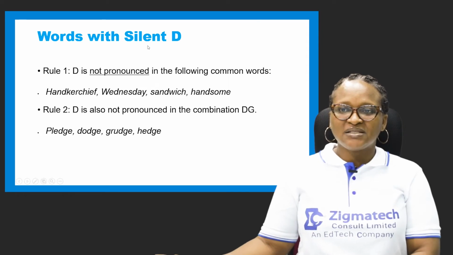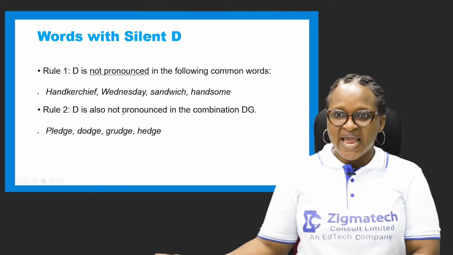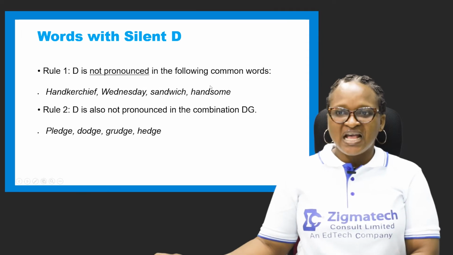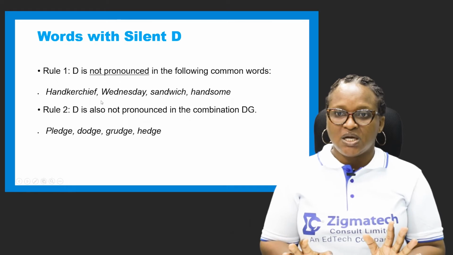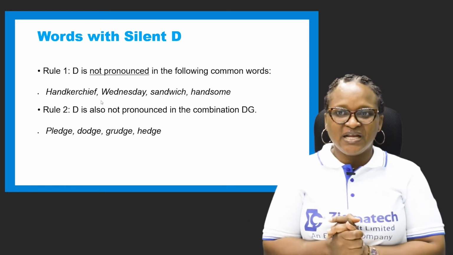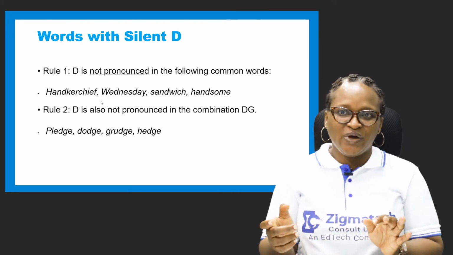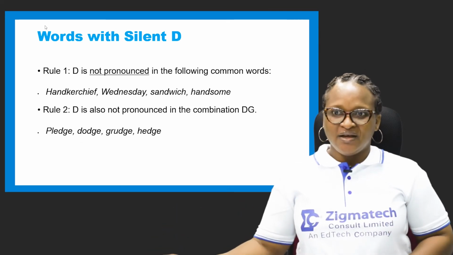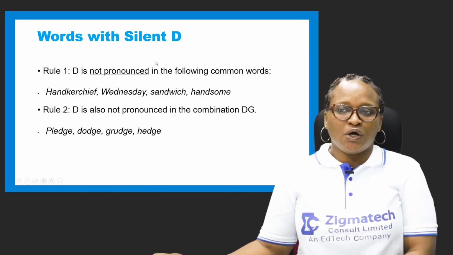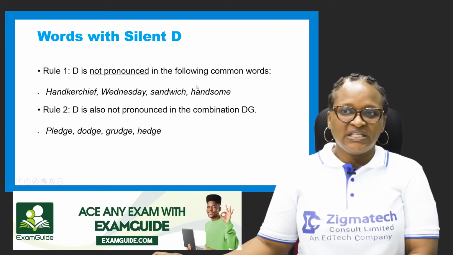Now, silent D. D is not pronounced in the following common words: handkerchief, Wednesday, sandwich, and handsome. These are common, everyday words. Handkerchief, Wednesday, one of the days of the week. So it's not Wednesday with a D sound. Rather it's Wednesday, because the D is not pronounced. And it's not hand-some, as if two words were coming together. No, it's handsome. The D is silent.